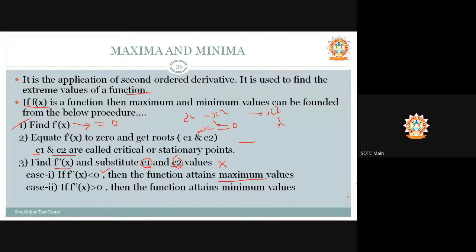No need to find f double dash of x and substitute here. Just calculate f dash of x, equate it to 0, and find these critical points, c1 and c2. Just substitute c1 and c2 in the given expression, that is your f of x. If you substitute c1 and c2 in your f of x, whichever is the larger value is the maximum value, and whichever is the smaller value is the minimum value. That is basic sense for anybody. So you can directly skip the third step and find the answer.